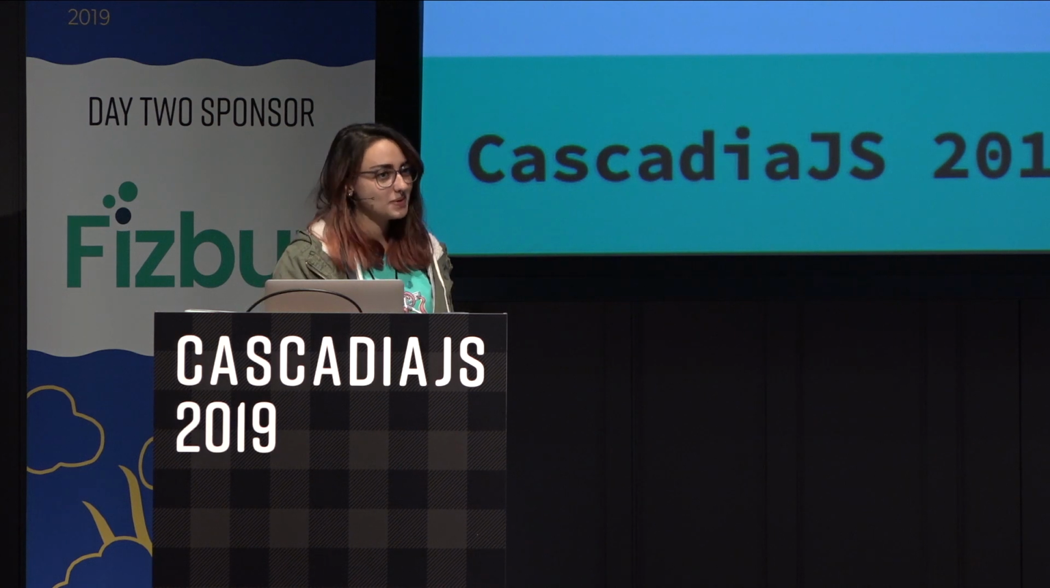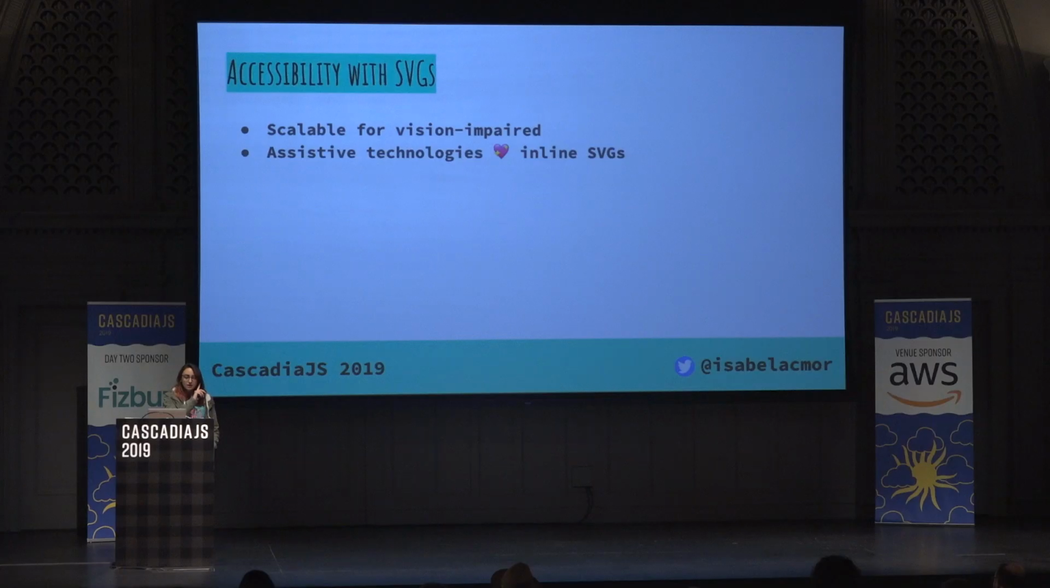Let's talk a little bit about that before we get into live coding. It's great because it works really well for vision impaired users. A lot of vision impaired users will zoom into websites, and when you zoom into a website that has raster images, things get fuzzy, especially if there's text in the images. And so SVGs are really nice for that. And assistive technologies pretty much work out of the box with inline SVGs.